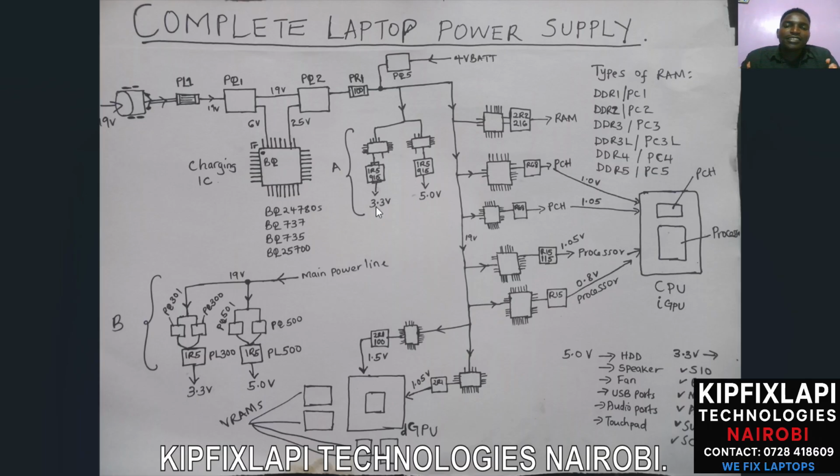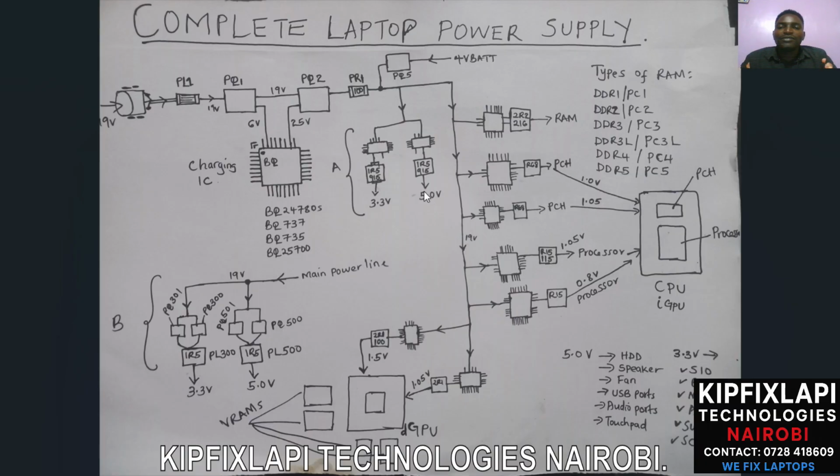This 3.3 voltage is sent to several parts of the laptop. Again, this is the voltage which is used to initialize the powering on of the processor. So without the 3.3 voltage, you might not have your processor powering on. Same case with this one.